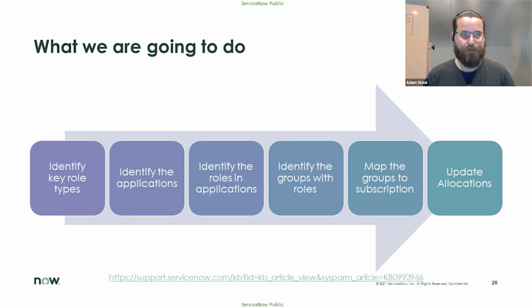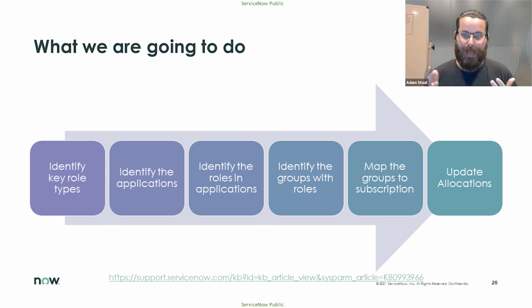What are we going to do in the demo? So the key things, there's lots of steps here. And I will introduce this as it's not all very easy. It's not very straightforward on what you need to do. There are a bunch of steps we need to get through, which is why that KB article is there. But what we're going to do is we're going to identify the key roles for each subscription. Once we have the roles which matter, we're going to identify the applications for that subscription. Then we're going to take the applications, we're going to get the roles for those applications. We're going to identify the groups that have those roles, and then we're going to configure the groups, the subscriptions.